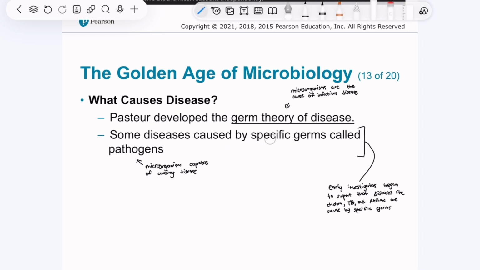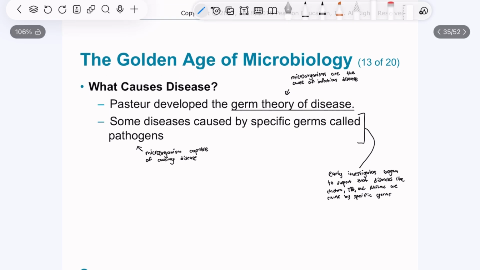Some diseases are caused by specific germs called pathogens. Pathogens are microorganisms that are capable of causing disease. So early investigators began to suspect that diseases like cholera, tuberculosis, and anthrax are caused by specific germs.